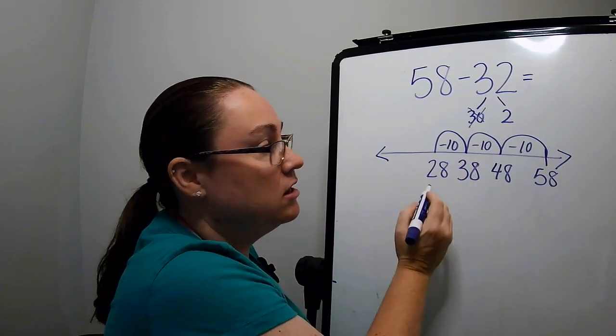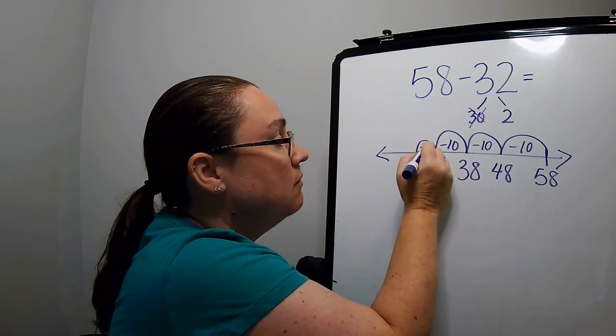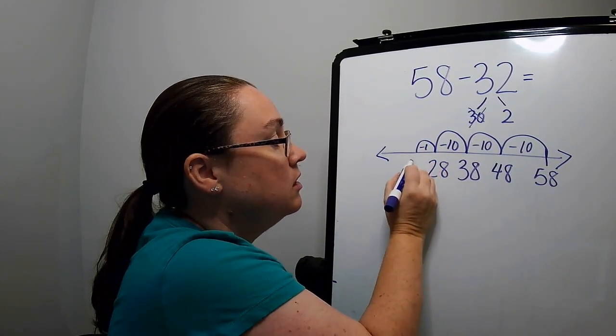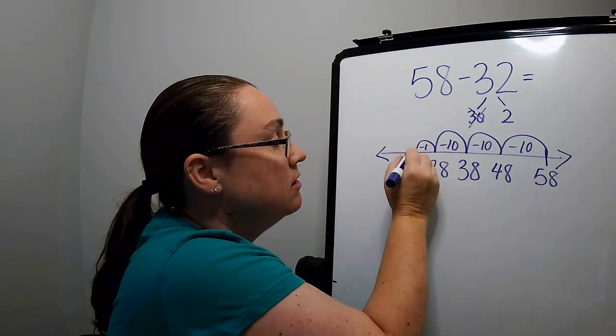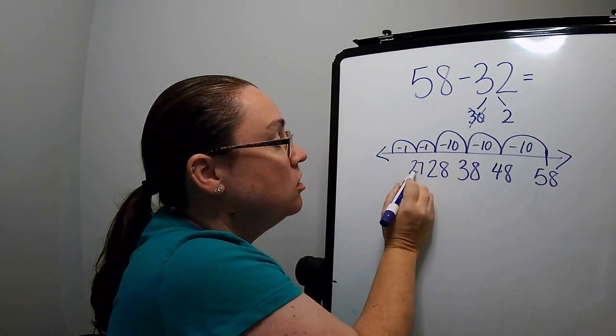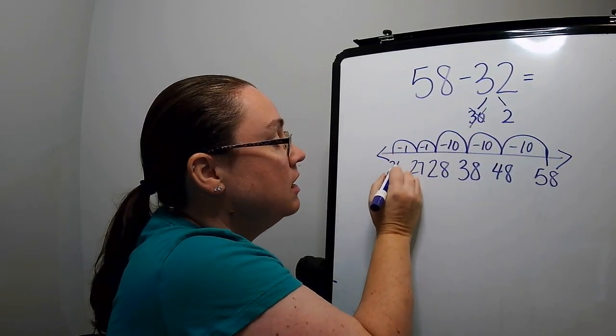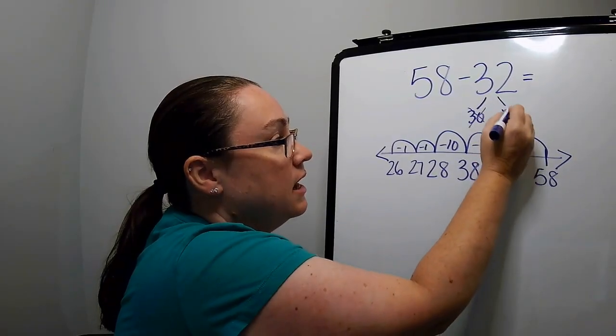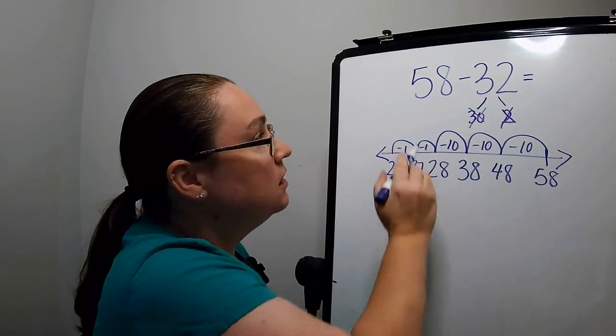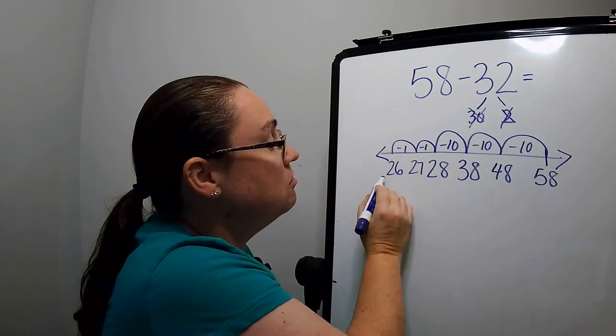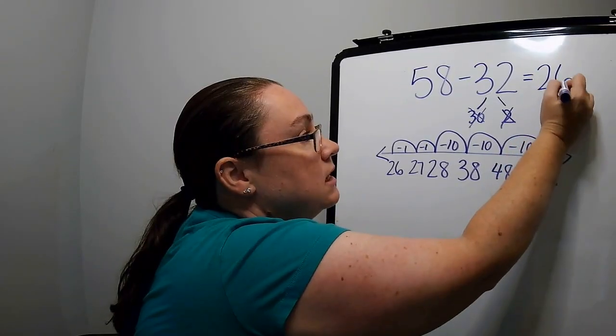Now I'm ready to subtract my two ones. Minus 1, 28 minus 1 is 27. Subtract one more. 27 minus 1 is 26. I have subtracted my two ones. 58 minus 32 is 26.